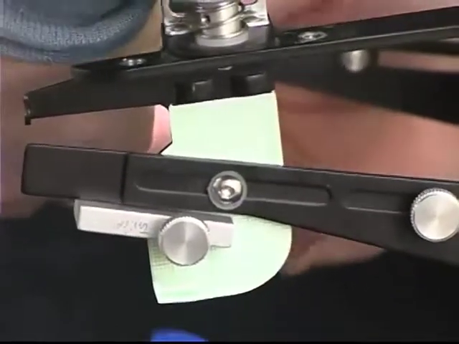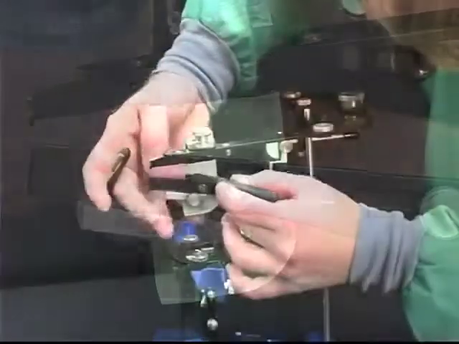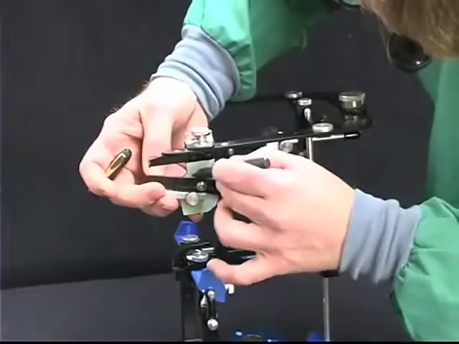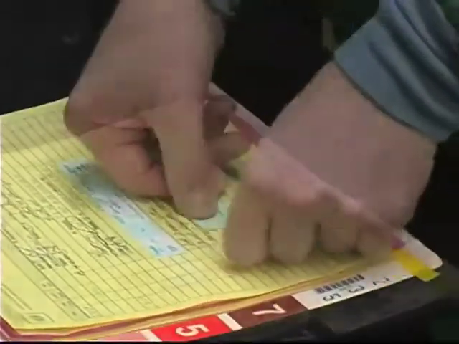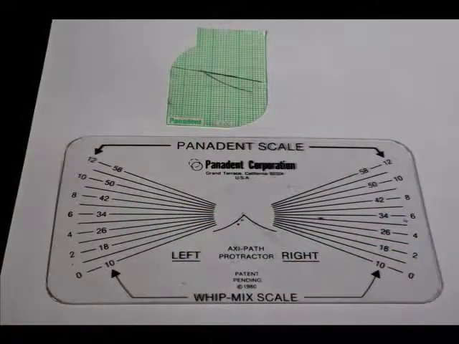Once on the axis point, it's simply a matter of taking a pen and scribing a line along the reference plane tool. After drawing the line, remove the graphs from the head frame and place it on paper. Using the Panadent scale provided in the AxiPath kit, measure the condylar incline. A mock-up example of how to read this scale is provided to make it more clear.